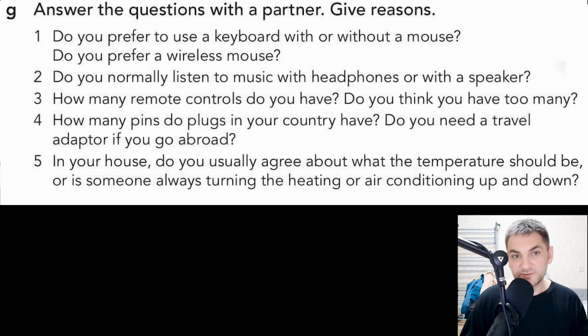Okay, question 3. How many remote controls do you have? Do you think you have too many? None. 0. We don't have any remote controls. No TV, no air conditioning, no complicated sound system. So, no remotes. Okay, question 4. How many pins do plugs in your country have? Do you need a travel adapter if you go abroad?